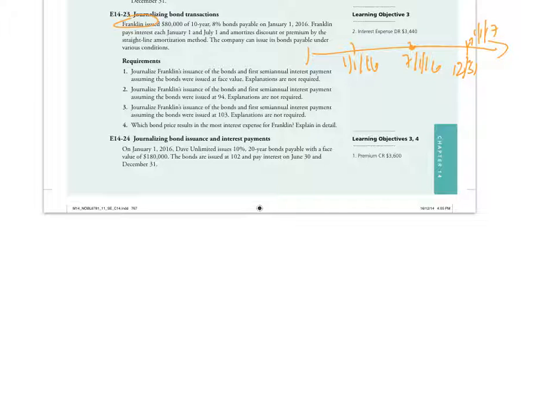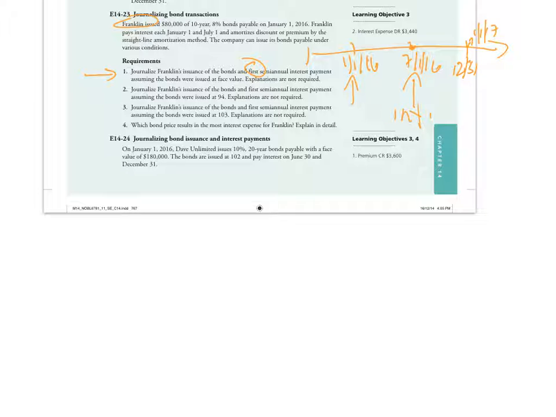So for now, if you look at the required for each of these transactions in the requirements, they only ask you for the very first semi-annual payment. So we're only looking at this point in time. With that in mind, let's do both the issue, then the interest here for the first requirement.